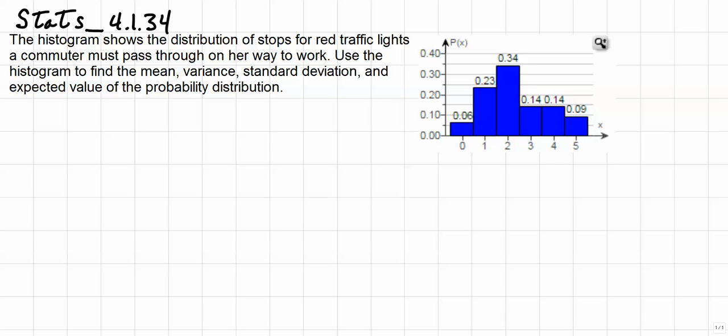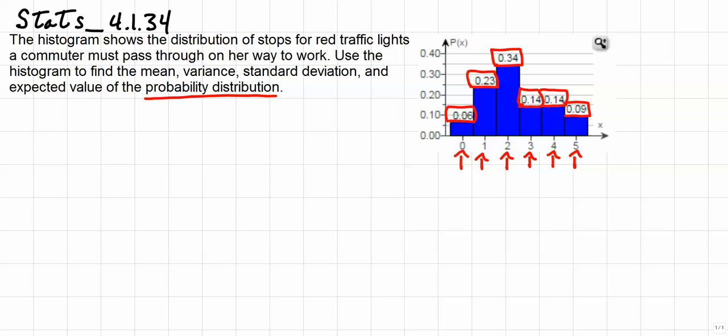The first thing that you need to understand is that this is a probability distribution, and that the values at the top of each bar in the histogram represent the probability of occurrence for each one of the given categories in this particular problem. This would be the number of red traffic lights in the morning commute.